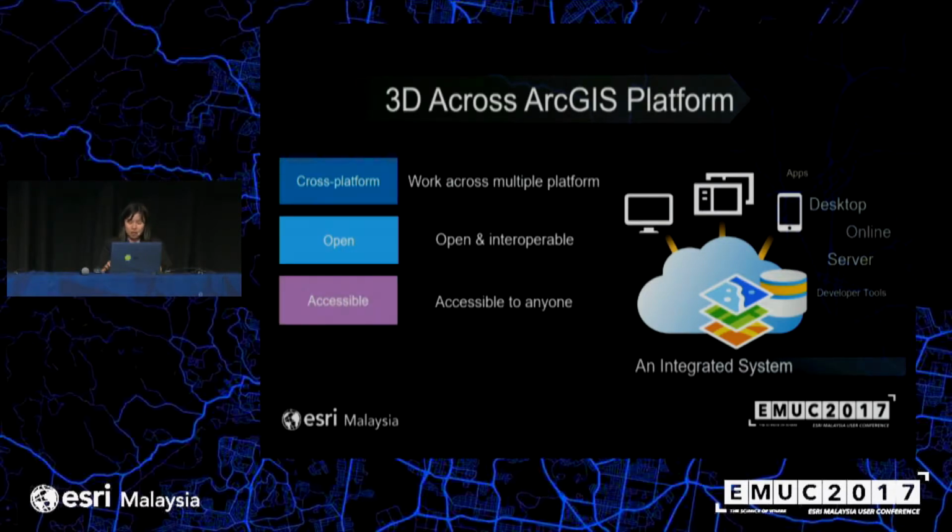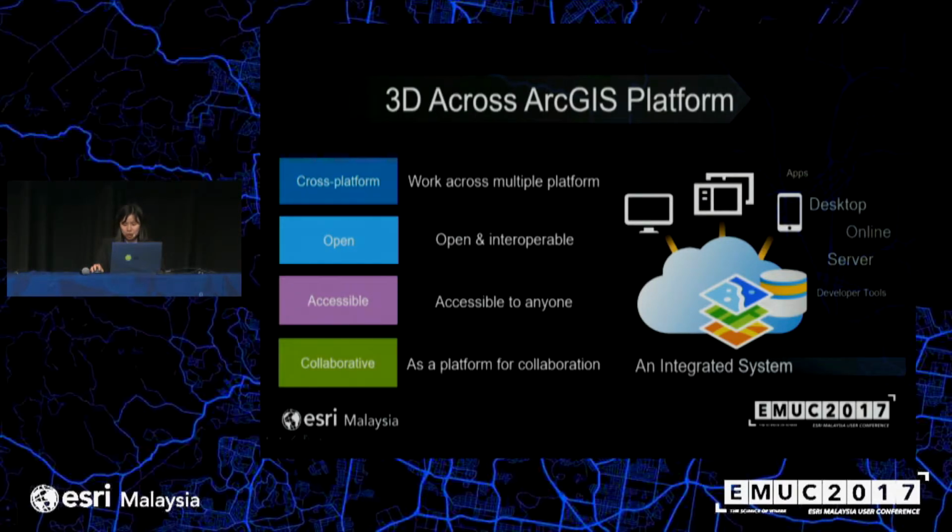For accessible, to successfully apply 3D capability, a city needs to make those capabilities accessible to anyone who needs them. So with an enterprise 3D GIS, you can configure and customize apps that help users access 3D content and tools in the way that best suits their work. The last one is collaborative. Organizations can use the enterprise 3D GIS as a platform for collaboration.